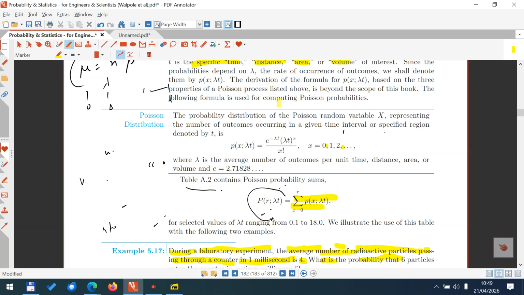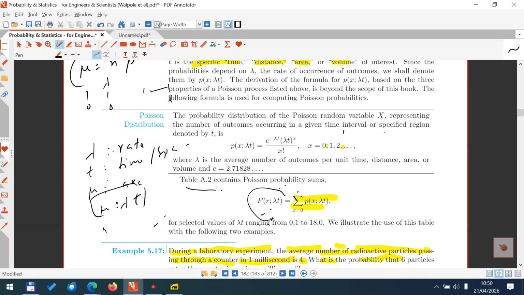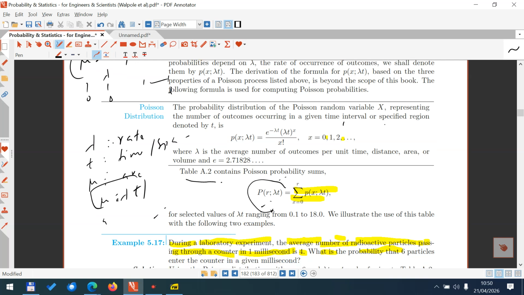Now, next thing, how do we identify mu or lambda, right? And make sure that you know this, that lambda is the rate of occurrence, t is the time or space region, and mu is the average. And mu equals lambda t. This is important. Mu equals lambda t. So how should I interpret the first thing? The average number of radioactive particles passing through a counter in 1 millisecond is 4. Is this 4? Mu. It is mu.